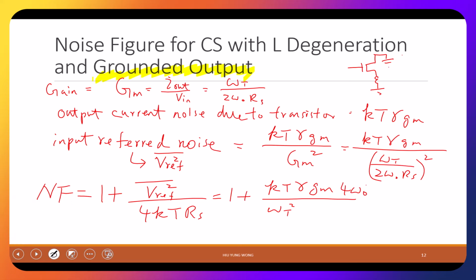4 omega naught square R square. I hope you see what I'm doing. What I'm doing is, I try to copy this input reference noise to here, right? So it is 4 KT gamma GM, and I keep omega T square at the bottom. I bring 4 omega square R square to the top. Do you see that?